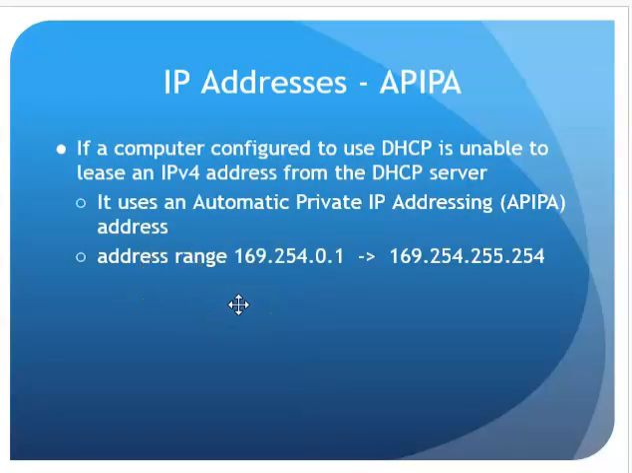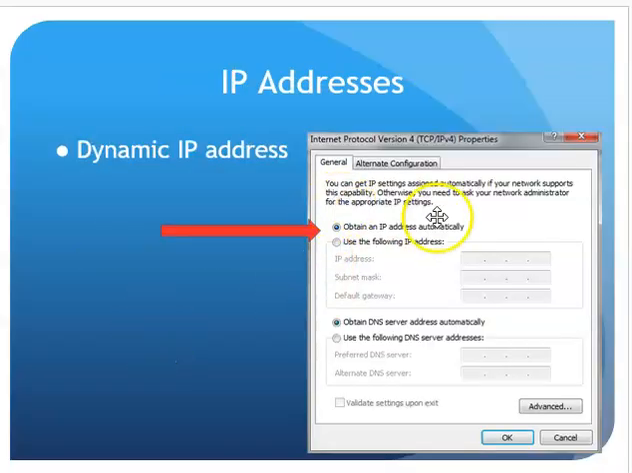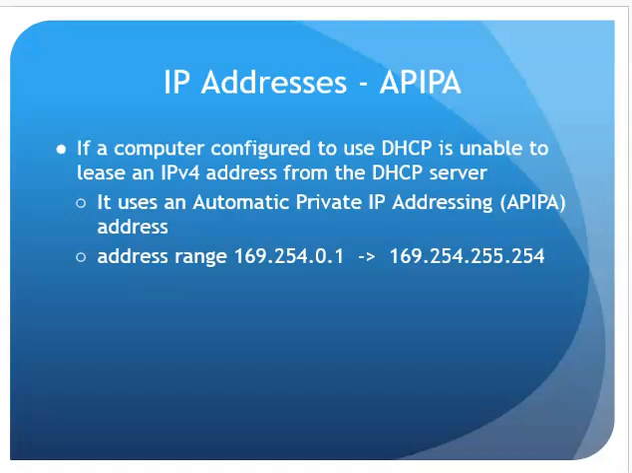Now, if I set my computer for dynamic and I try to communicate with the network for a DHCP server, and nothing responds, my computer is going to automatically set an IP address. It's going to set a private IP address, an APIPA address, using a number in the range of 169.254.0.1 up to 169.254.255.254. So if I see a number that's 169.254, it's set for dynamic, obtain IP address automatically, and for some reason it has not gotten the address from the DHCP server.